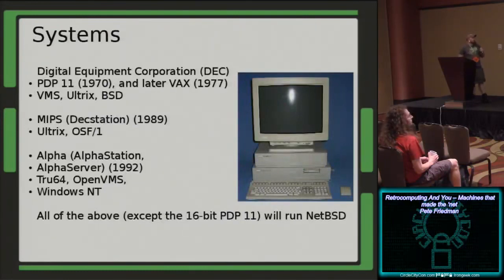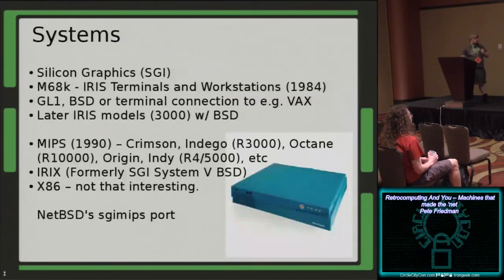So Digital Equipment Corporation had the PDP-11, later VAX, Virtual Address Extension, basically envisioned as a 32-bit extension to the PDP-11 architecture. They also had some machines based on the MIPS architecture. Ultrix and OSF/1 were the operating systems that shipped with those. And then later on, the Alphas. For the most part, with the exception of the 16-bit PDP-11, they'll all run a modern version of NetBSD. So you can get these up and running and play around with them and use them. And that's sort of the point.